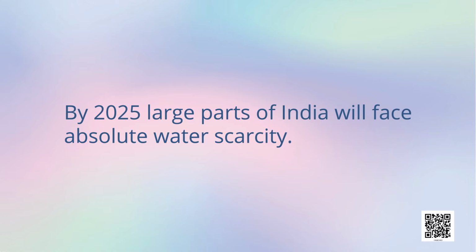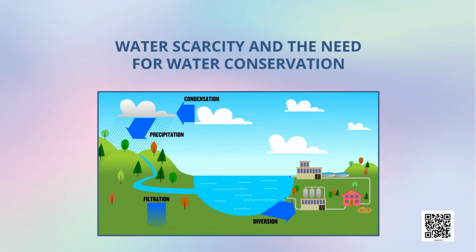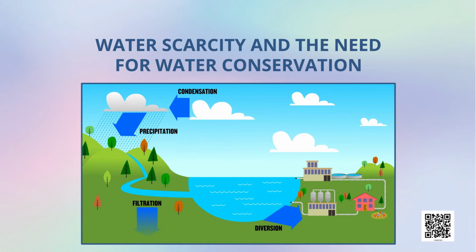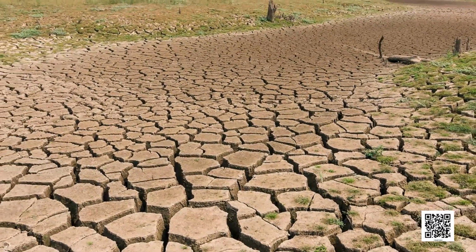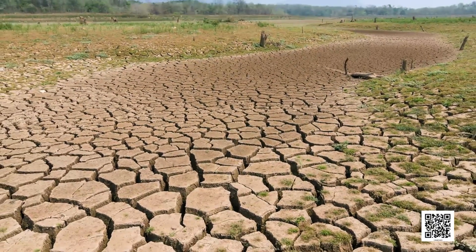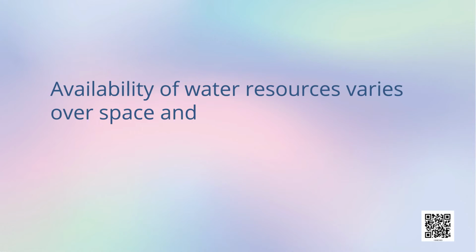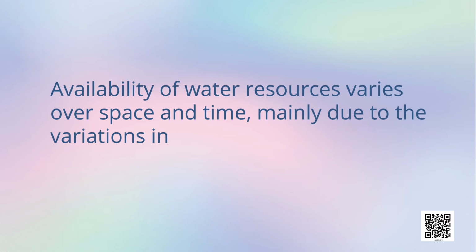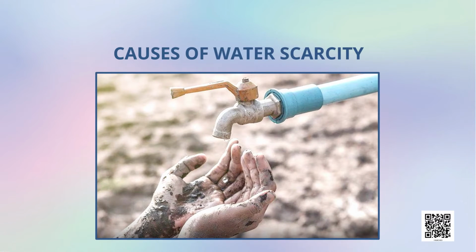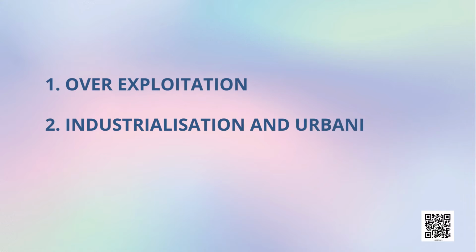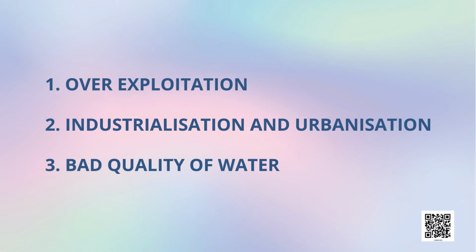So students, we start our next heading: water scarcity and the need for water conservation. First, water scarcity is associated with regions having low rainfall or those that are drought prone. Next, availability of water resources varies over space and time, mainly due to variations in seasonal and annual precipitation. So students, here we discuss causes of water scarcity. First point is over-exploitation. Second is industrialization and urbanization. And third is bad quality of water.